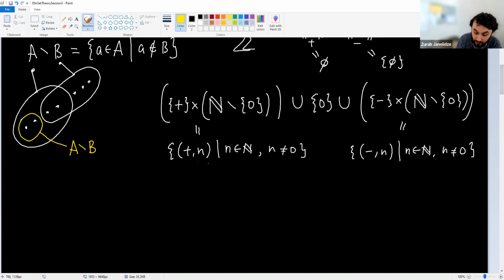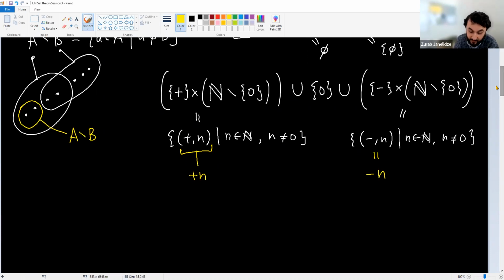Now I can think of this ordered pair (plus, n) as +n. I can symbolically use this notation to represent that ordered pair. And similarly, I can use this notation to represent the other ordered pair. So we would have then built something that we can call Z. We can think of this as the definition of Z. This would be one way of getting to a set that contains integers.